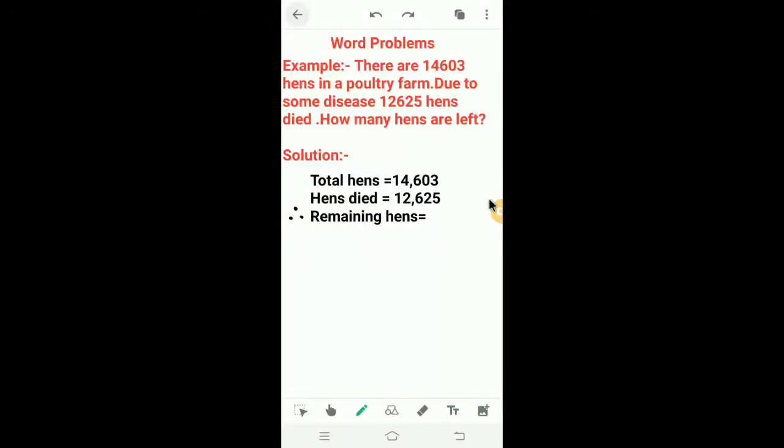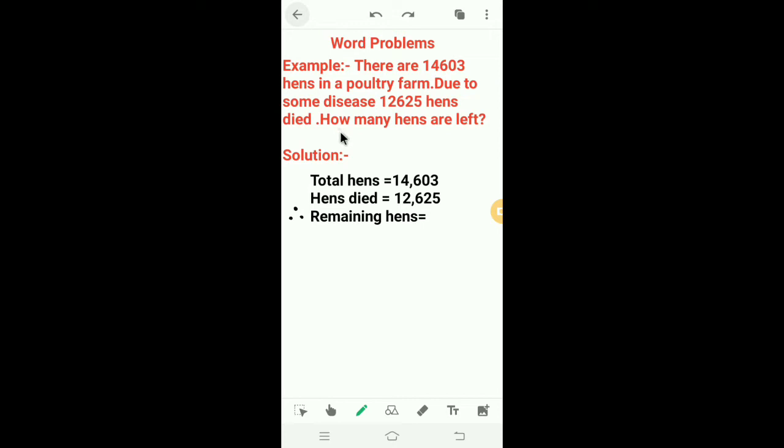Dear students, in the last class we solved exercise 5b, question four: simplify the following. Today we will solve word problems. In the first example, there are 14,603 hens in a poultry farm. Due to some disease, 12,625 hens died. How many hens are left?